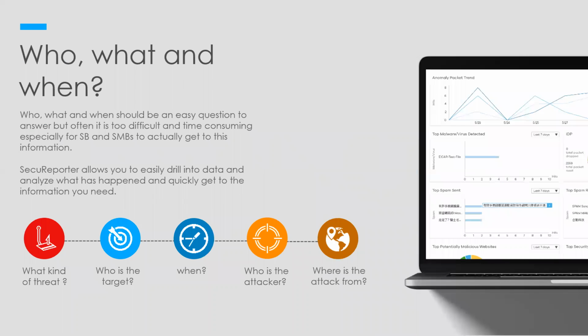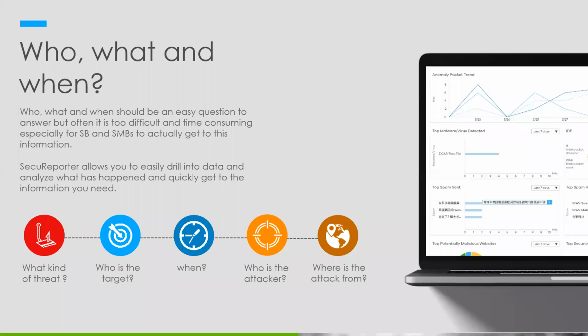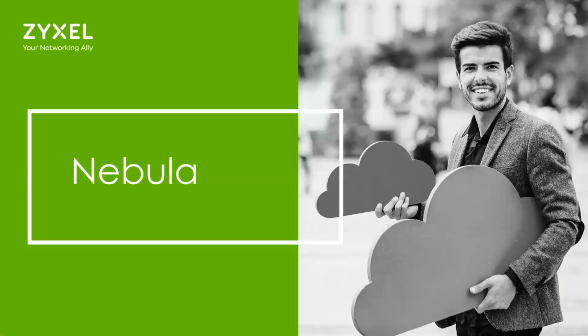So you can see here, it'll show you what kind of threat, who was targeted, when it was, who was the attacker, and what geographic location the attack came from. So that's it for the main batch of security products.